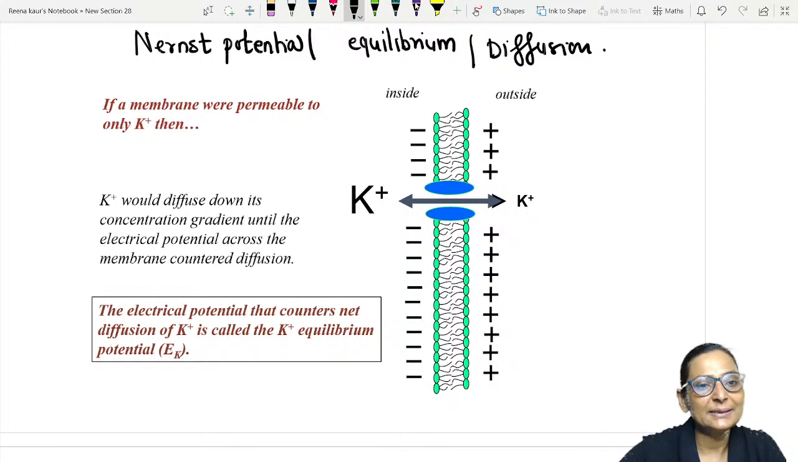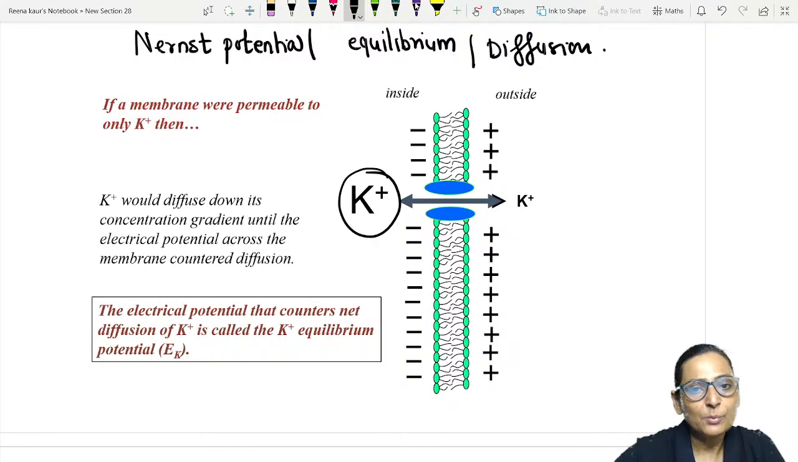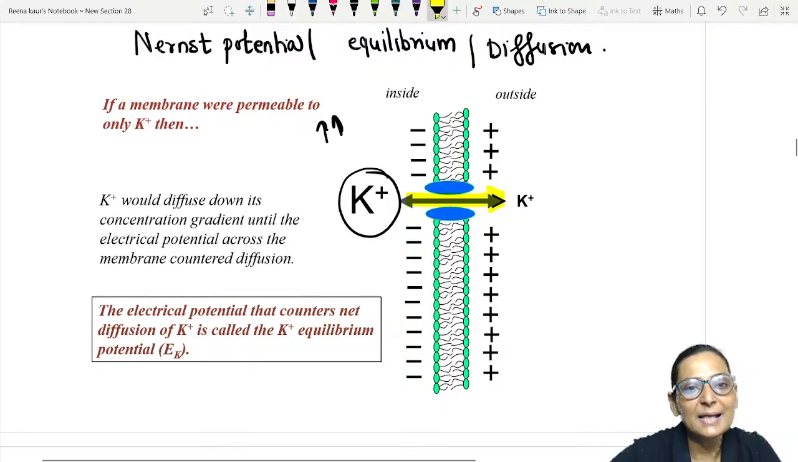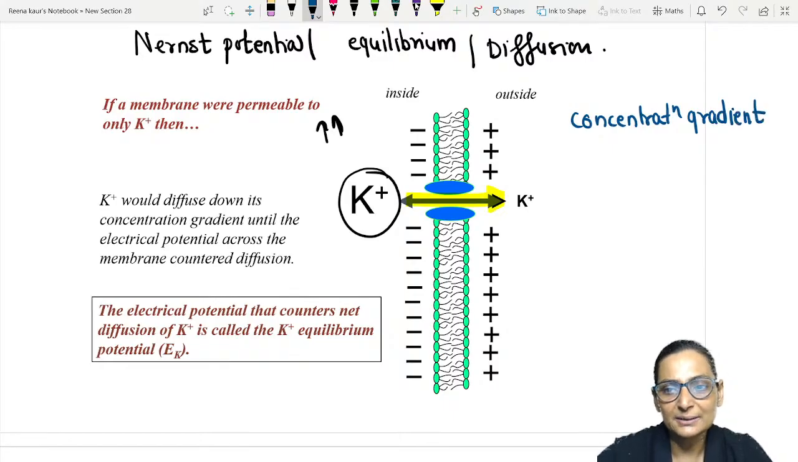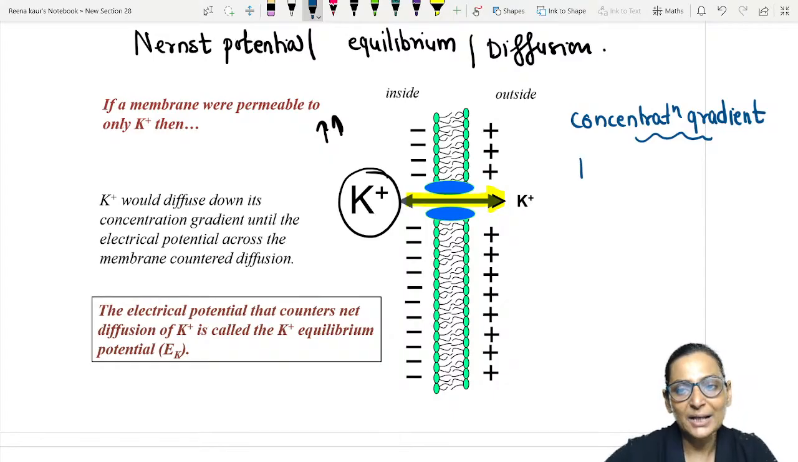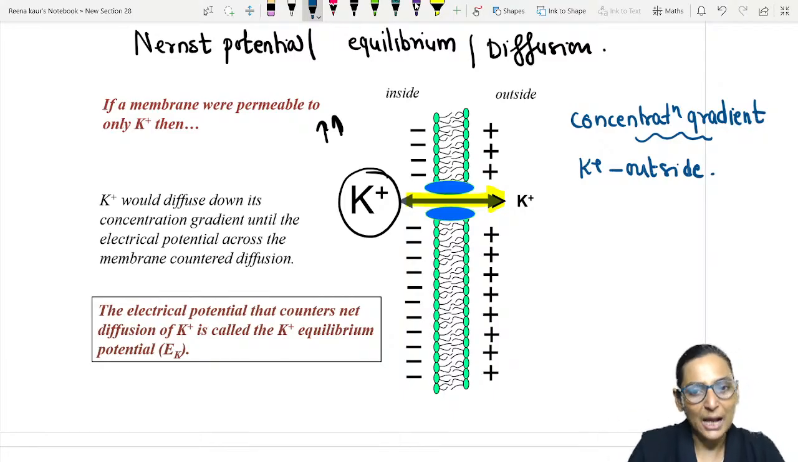Now let's consider that there is a membrane which is only permeable to potassium. Now potassium concentration, we know, is more inside, so potassium ions will move outside, right? Because the concentration of potassium is more on the inside, the potassium ions will move outside. This is called the concentration gradient. So because of the concentration gradient, the potassium ions are moving to the outside.